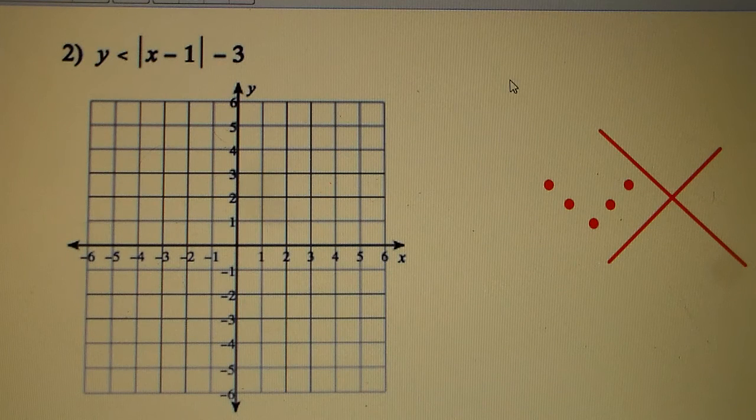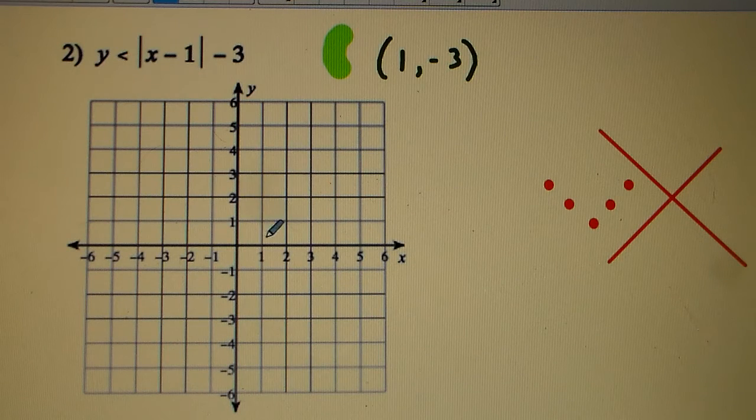Same story: we have to graph the absolute value equation and then also work with the inequality part. So we have y is less than the absolute value of x minus 1, minus 3. To find the vertex, we know it's the opposite, so the opposite of minus 1 is positive 1, and then negative 3. So 1 to the right, 3 down. So we graph that point.